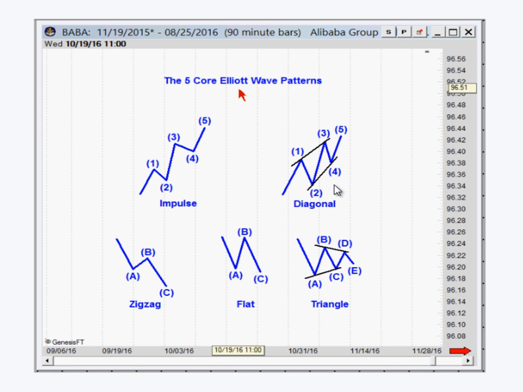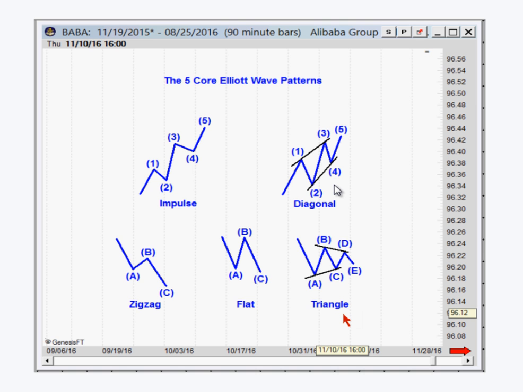Now there are variations to some of these structures and some of these formations. For example, a common variation of the flat pattern is an expanded flat or a running flat. A variation of the triangle would be that of, say, an expanding triangle or maybe a barrier triangle.